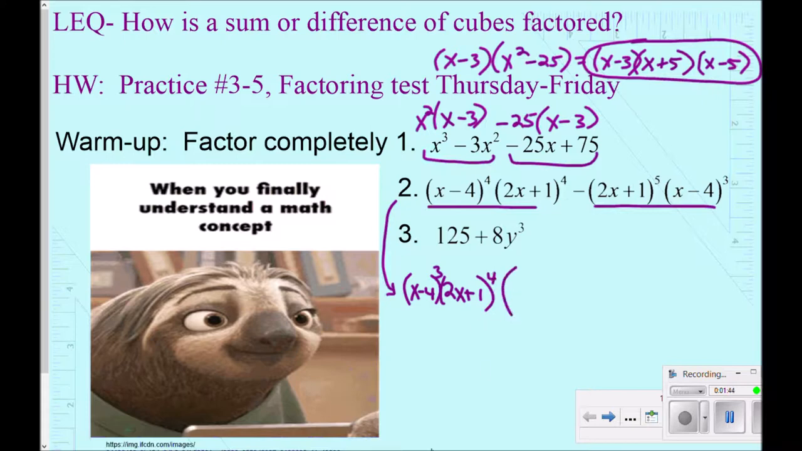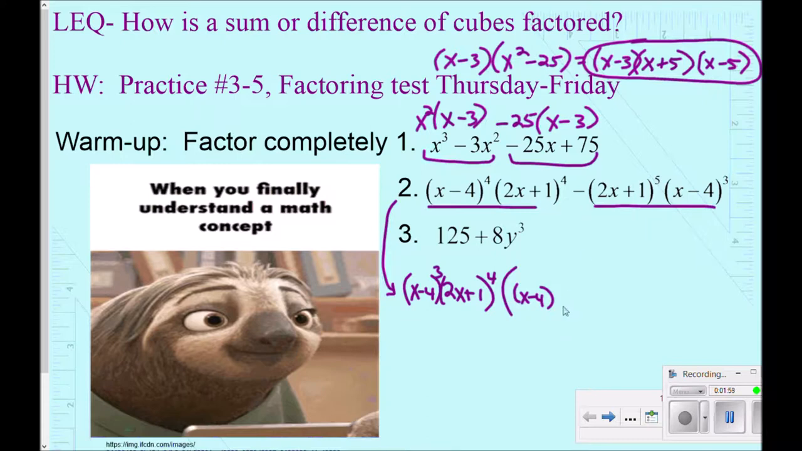So parentheses after x minus 4 cubed, 2x plus 1 to the 4th. Well, x minus 4 cubed, but I need to the 4th for that first term. So I need another x minus 4. The 2x plus 1 is to the 4th, and I already have to the 4th. So I'm done with that.